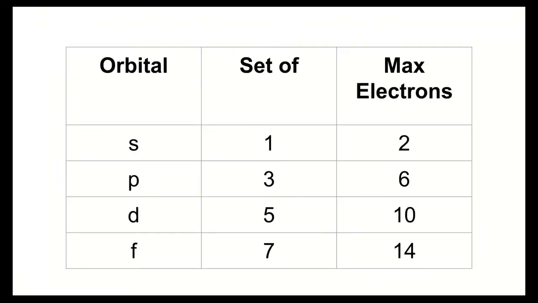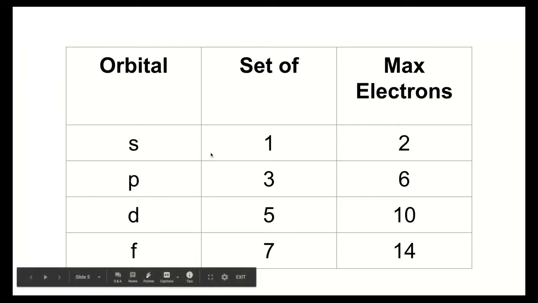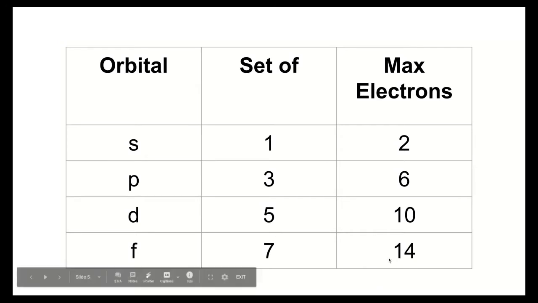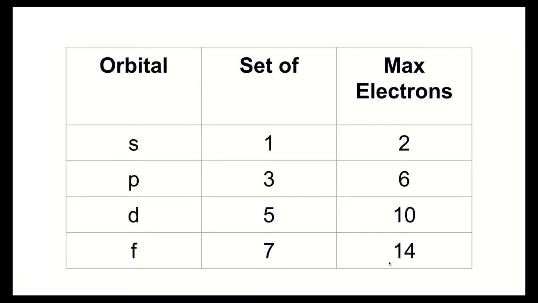And so let's just recall that we have 4 types of orbitals: S, P, D, and F. The S's come in sets of 1, P's come in sets of 3, D's come in sets of 5, and F's come in sets of 7. So the maximum number of electrons that can go in an S is 2, the maximum number in a P is 6, in a D is 10, and in F, the maximum number is 14.